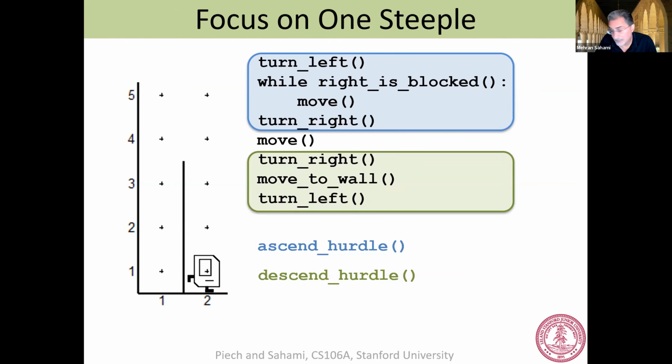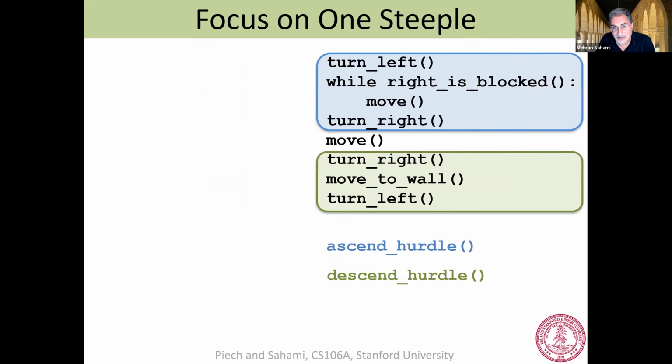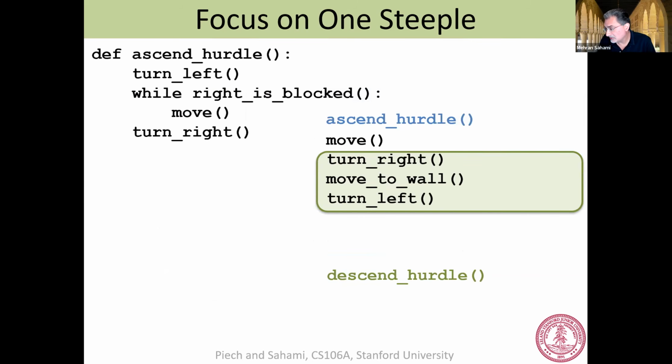Now, wouldn't it be great if we had functions like ascend hurdle and descend hurdle? That would be great, but we sort of have them. We've kind of just written the code to do that work. So why don't we actually explicitly create functions? Let me take all this code and move it over a little bit to make more space. I can say, take that code in the blue and create a new function called ascend hurdle. So I want to define a new function called ascend hurdle, and all that code that was in blue is now part of the body of that function.